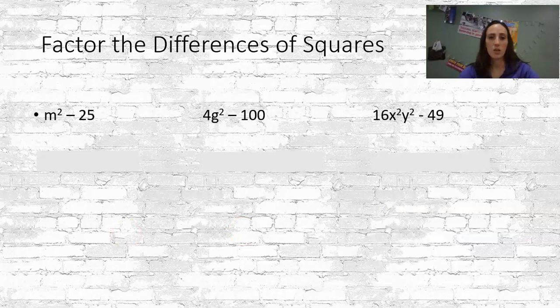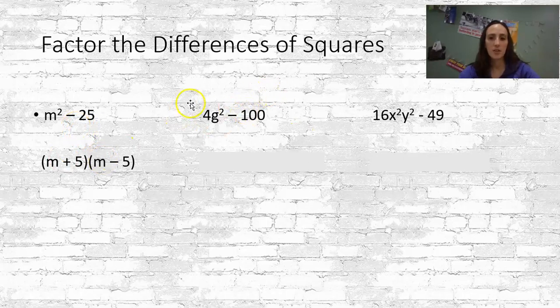From here, we're going to do some examples of our own. I have a difference of squares, m squared minus 25. What I need to do is I need to take the square root of this term and the square root of this term. The square root of m squared is m. The square root of 25 is 5. So I'm going to have m plus 5, m minus 5.